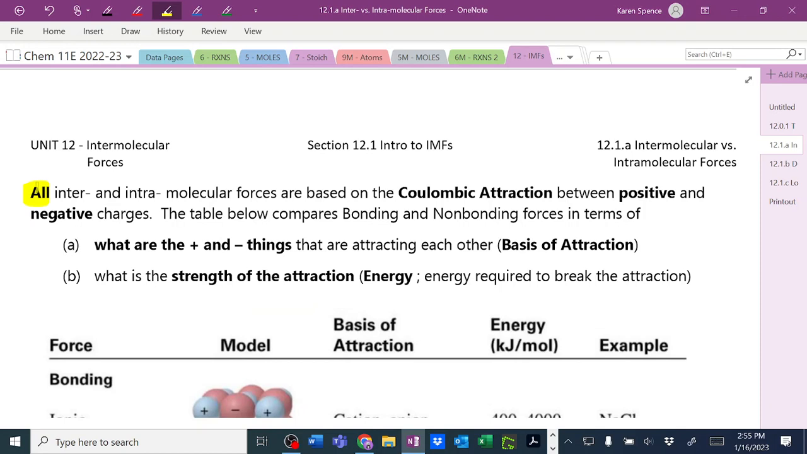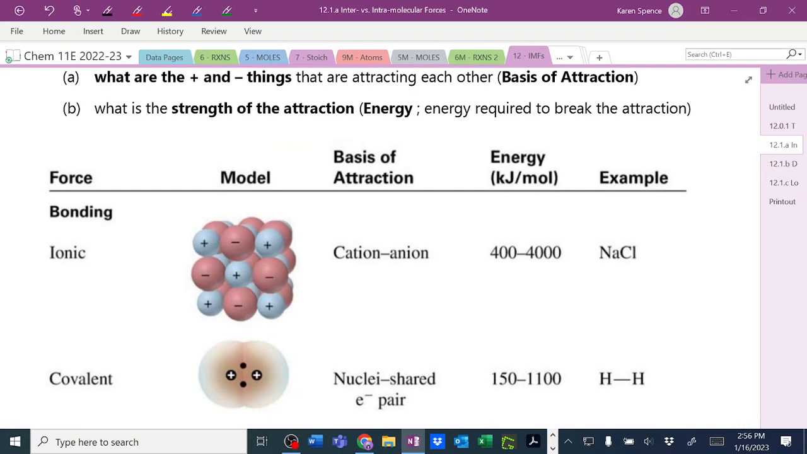Okay, all of the inter and intramolecular forces are based on Coulombic attraction, okay? Doesn't matter if it's intra or intermolecular, between the positive and negative charges. Let's take a look at this table and see what are the positive and negative things attracting each other. Tell me, in an ionic bond, what is the positive thing? The cation, right? That's our positive thing. And our negative thing is the anion.